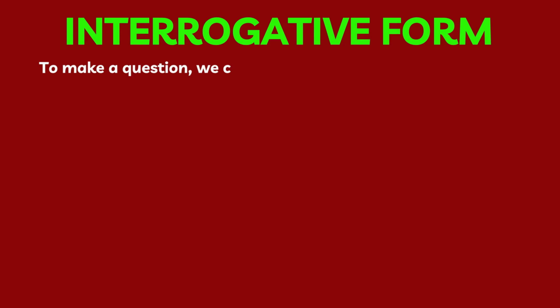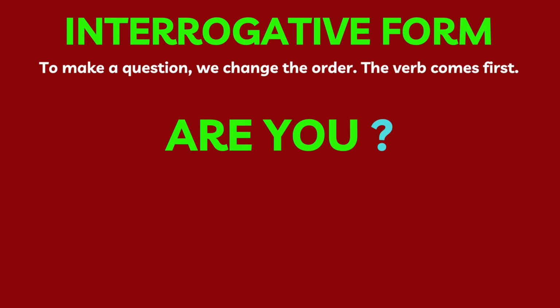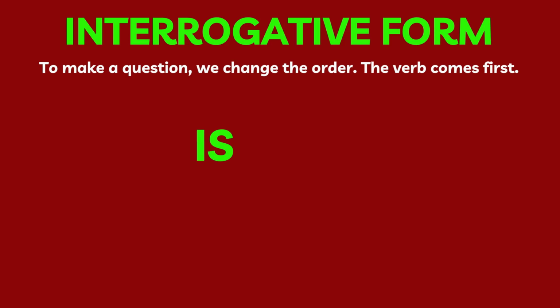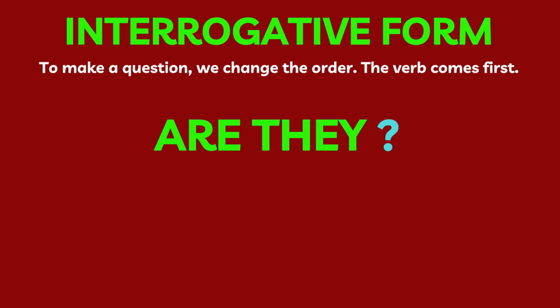To make a question, we change the order. The verb to be comes first, so we have Am I? Are you? Is he? Is she? Is it? Are we? Are they?